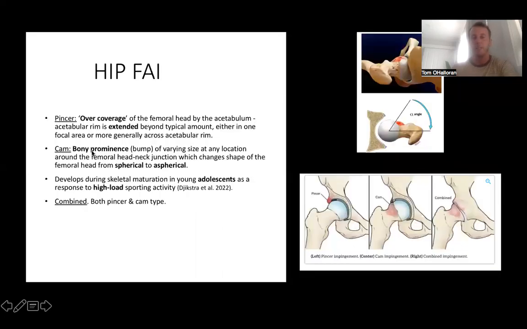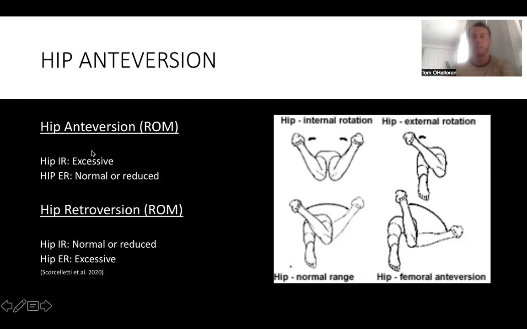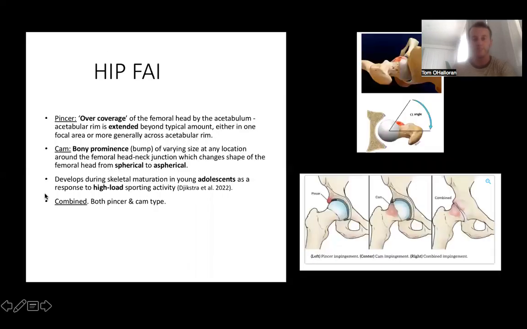This is different to dysplasia, where dysplasia is just the undercoverage of the femoral head. They've just got heaps of motion both ways. Whereas here it's actually excessive in one direction and maybe normal or maybe even a bit reduced in the other rotation direction.